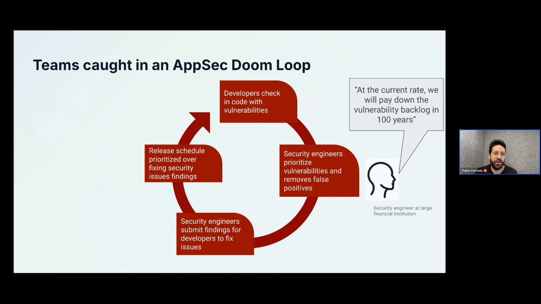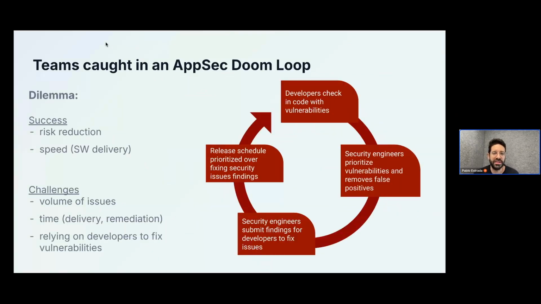And what we're seeing in terms of the challenge, and why people feel stuck in this AppSec doom loop, is because there's a dilemma. The success criteria is often tied to risk reduction. That's certainly more of the security organization's concern. And then also speed of software delivery. That's perhaps not primarily on the security team, but the security team definitely is looking to enable speed of software delivery. And in some cases, we do see security teams that prioritize this at the top, and it's what they're worrying about most.